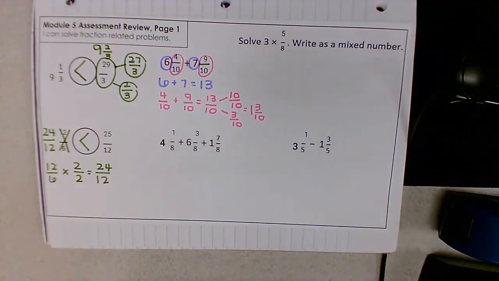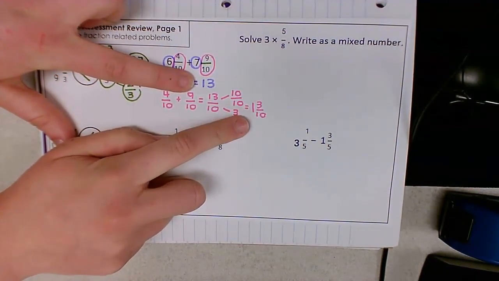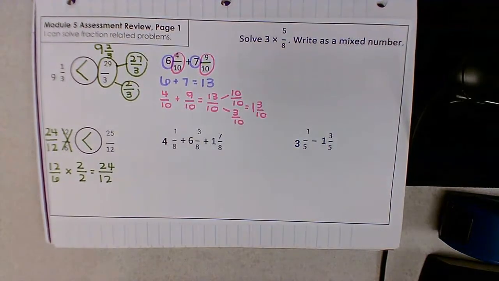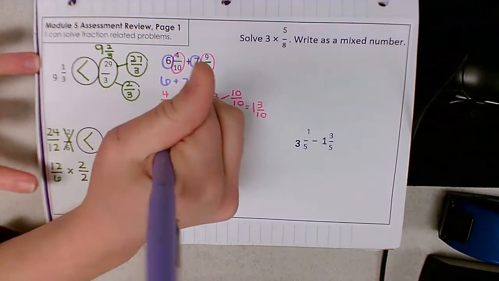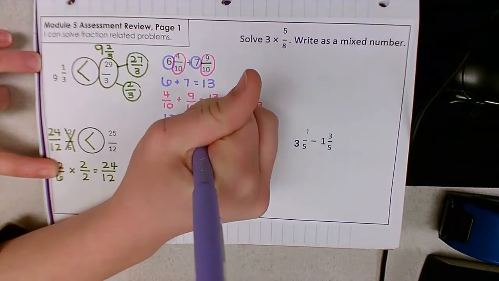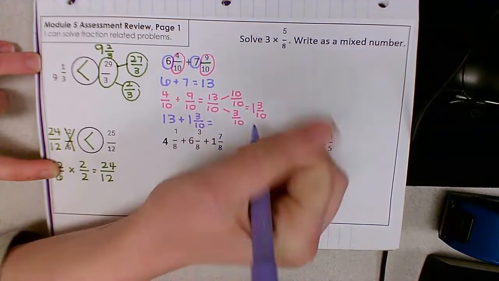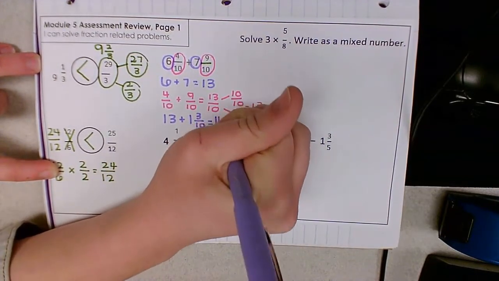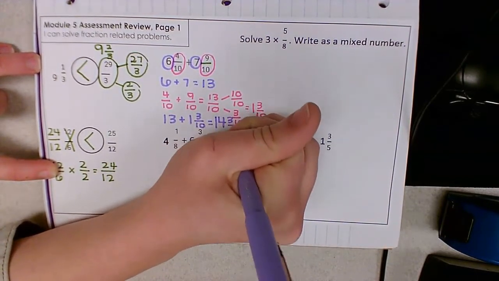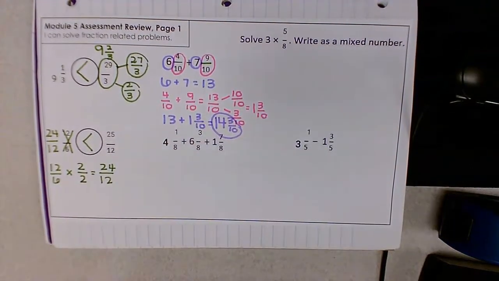All right, now that I've added my whole numbers, I've added my fractions, let's combine those two sums together and see what I get all together. 13 plus 1 and 3/10. 13 plus 1 is 14. And then my 3/10. And there's our answer.